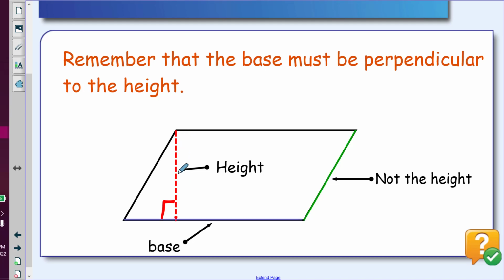So you're going to take whatever this number is times this number. Because remember, the area is equal to the base times the height. Purple line times the red line, not the green line.